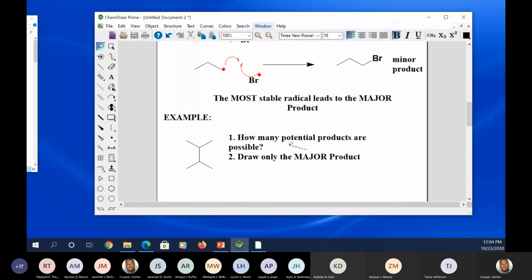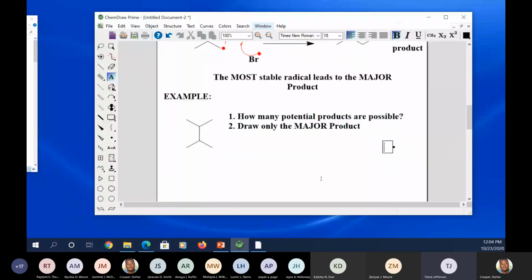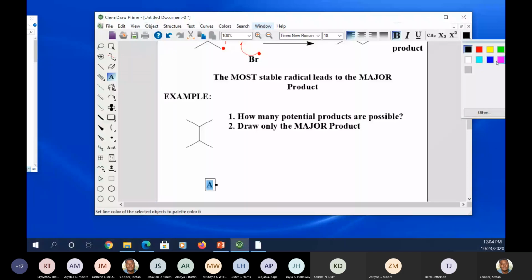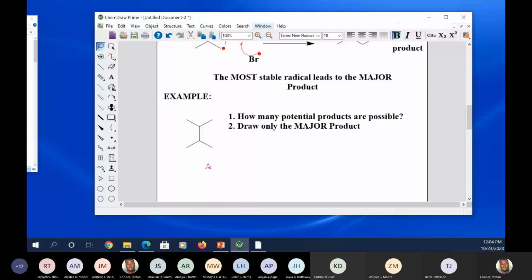All right, how many potential products for this? Three. Okay, good. There's 3 potential products. How do I know that? I got to identify the different carbon types. So that's A. Oh, did I say 3? It's not 3. I'm so sorry. It's 2 products. All of these are A's.